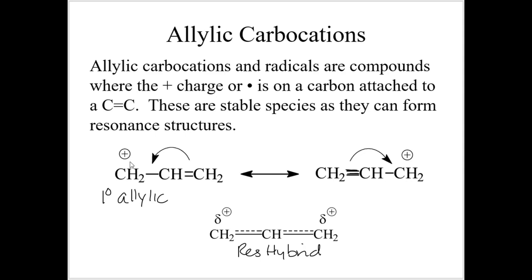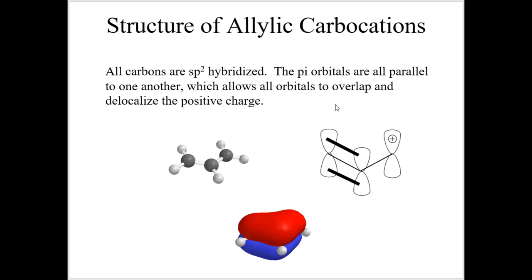So the allylic position is special. Carbocations that are formed there can have another resonance structure, and we can delocalize the charge and move the carbocation over to the other carbon position. Now, looking at the structure of an allylic carbocation, all of the carbons in that allylic carbocation are sp2 hybridized, which means that they would have p orbitals that are all parallel to each other, sort of like what we saw with the conjugated diene in the last lecture video.